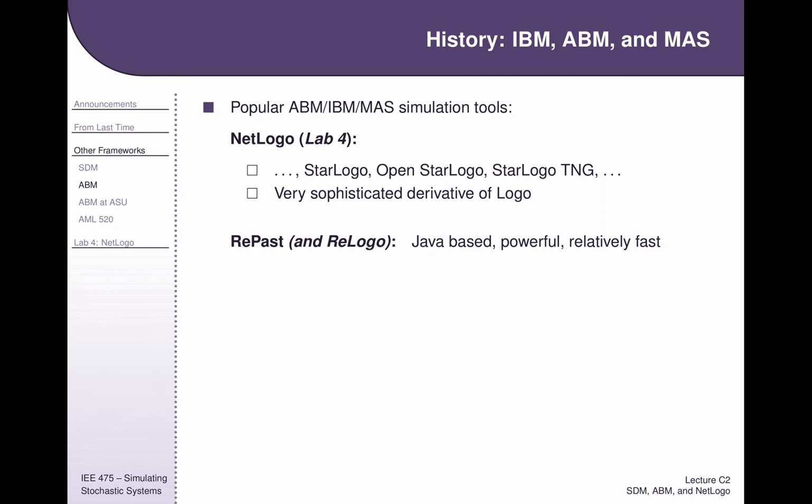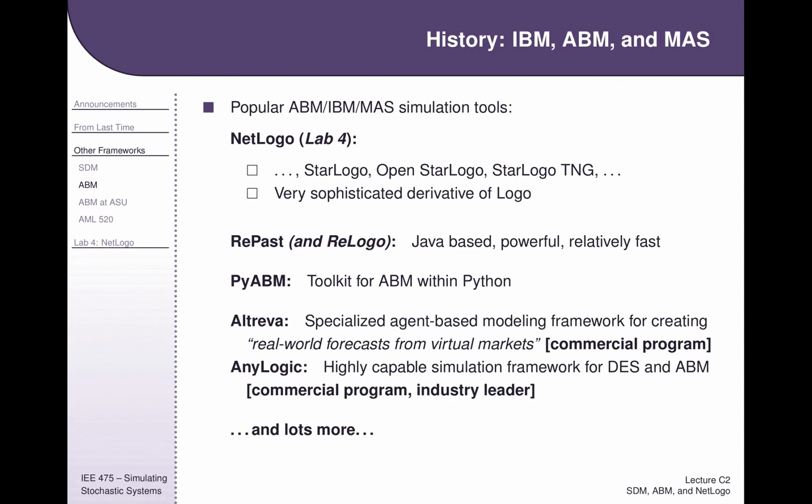Now, if you really want to go to something like Java, but you want something that still does a lot and looks a lot like NetLogo, then there's this tool Repast, which is a Java-based agent-based modeling program. It has a skin over the top of it called Relogo, which allows you to even load NetLogo models and effectively program them in Java. And there are toolkits for Python to do agent-based modeling and all sorts of other sophisticated tools. Like AnyLogic's competitor Altreva, a very expensive commercial program for doing agent-based modeling.